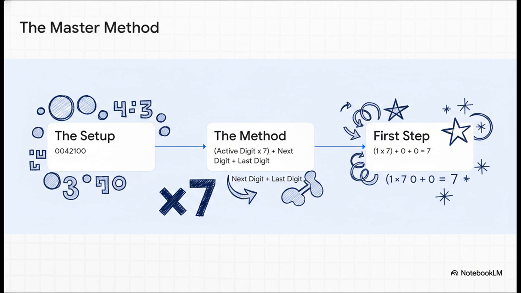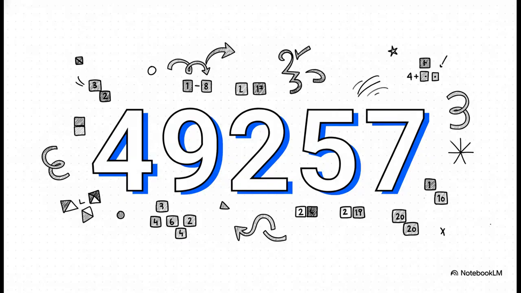The setup is 0042100. For each step, we take the active digit in our group of 3, multiply it by our key multiplier, 7, and then just add the other two digits. Let's do that first step. 1 times 7 plus 0 gives us 7. Applying that same logic step by step all the way across the number, multiplying the first digit of the group by 7 and then adding the other 2, we arrive at the final answer, 49,257. This one technique can now handle a huge range of problems.